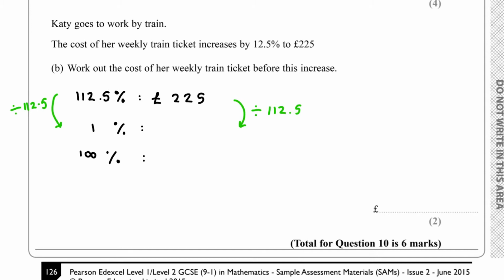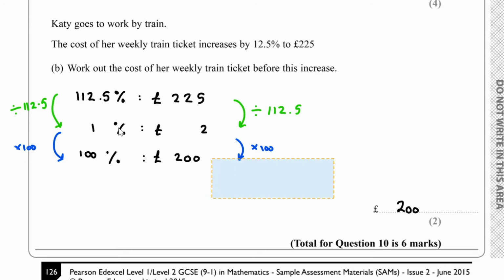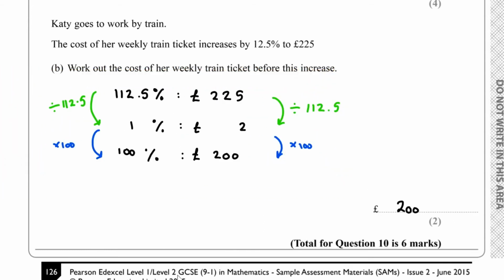So we need to divide both the left and the right by 112.5. And if we do that, 225 divided by 112.5 is of course 2. And then if we multiply this by 100, 2 times by 100 is 200. So before the increase, the price was £200.